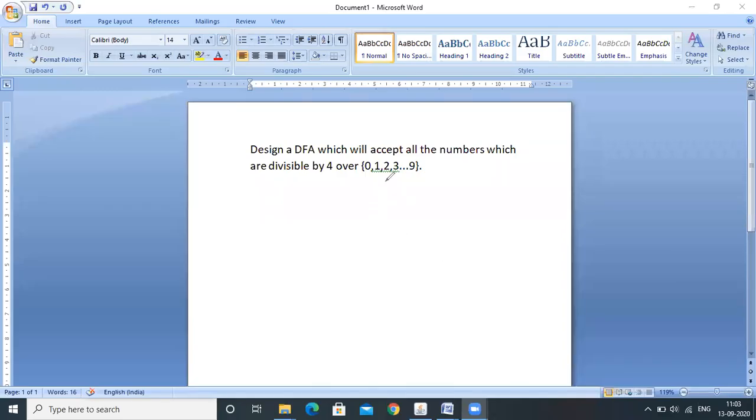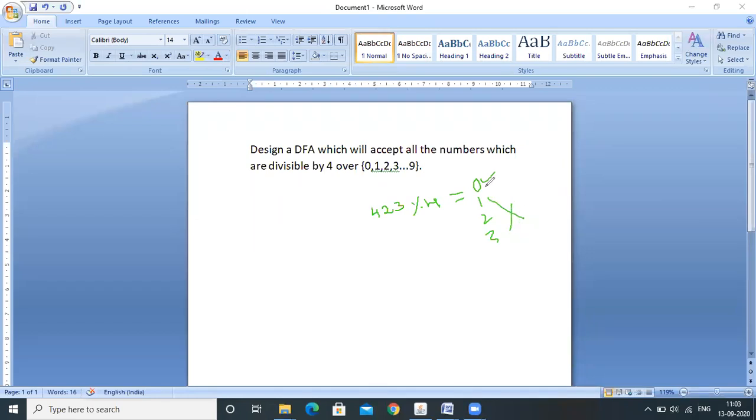Design a DFA which will accept all the numbers which are divisible by 4 over the inputs 0 to 9. It means we need to verify whether the given number is divisible by 4 or not. When the remainder is 0, then it is divisible by 4. If the remainder is 1, 2 or 3, it is not divisible by 4.